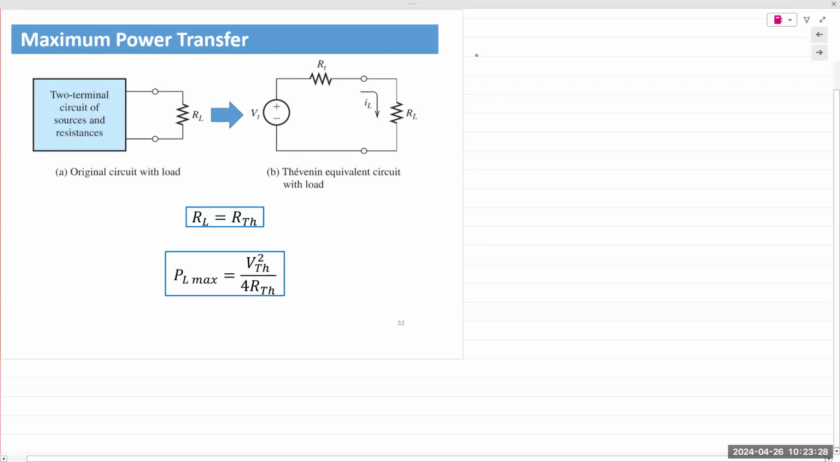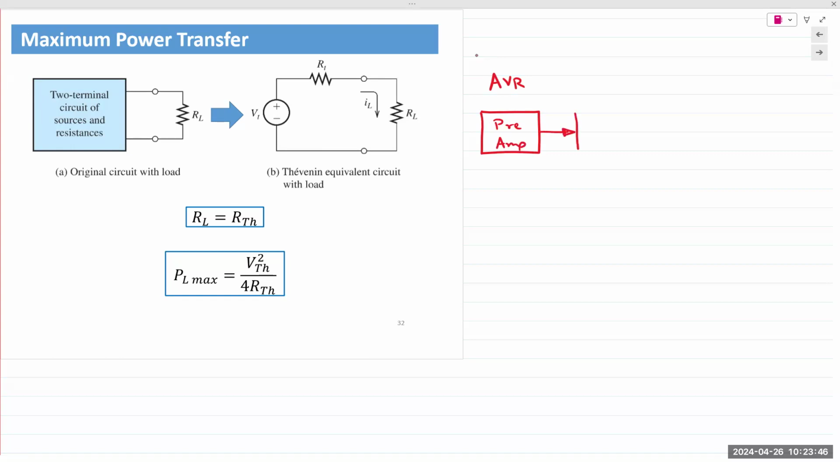One common example I like to use is an audio circuit or audio video receiver that would have a preamplifier stage, more commonly known as a preamp. And the output of this preamp is connected to the main amplifier stage or main amplifier circuit. And the output of the amplifier goes into a speaker. The speaker, of course, is also a load. It's a resistance. It's also a circuit, a simple one.